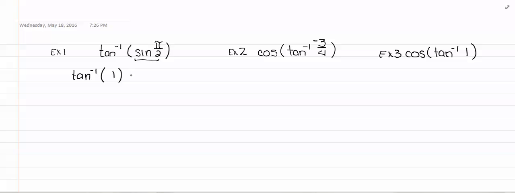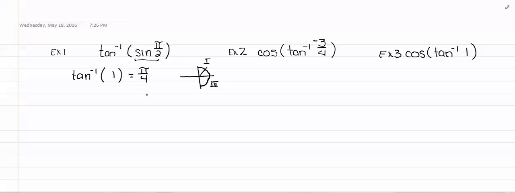In the next step, you need to compute where does the tangent function equal 1. Well, again, we've got to consider where tangent inverse is valid, and that would be in quadrant 1 and quadrant 4. But down in quadrant 4, tangent's negative. So in quadrant 1, tangent's positive. So in this case, the tangent inverse of 1 is pi over 4.